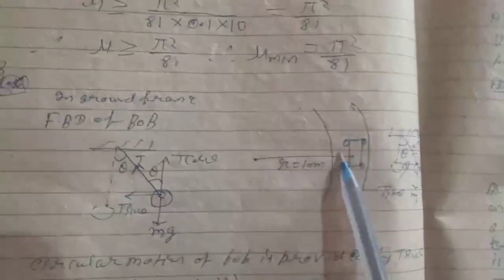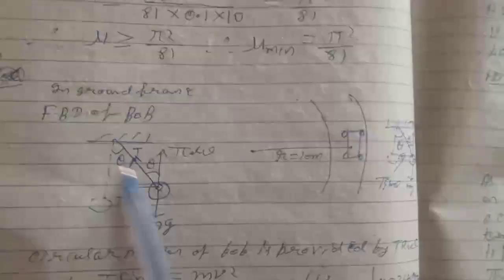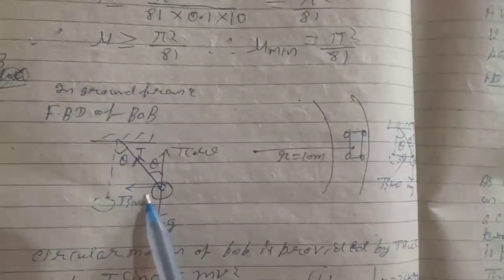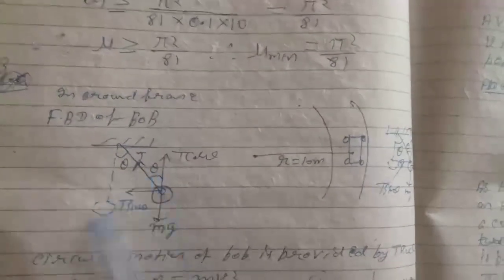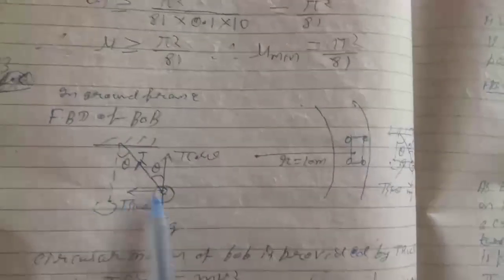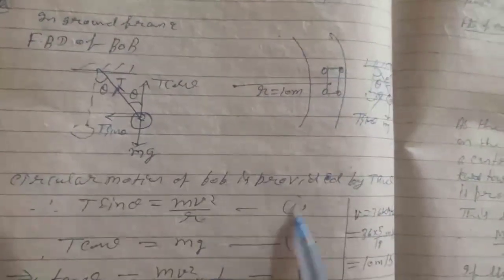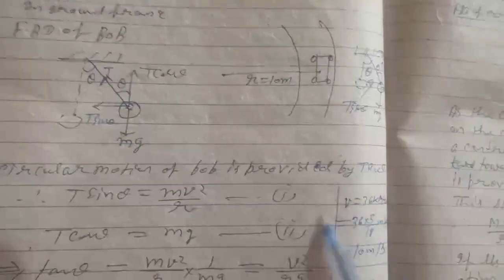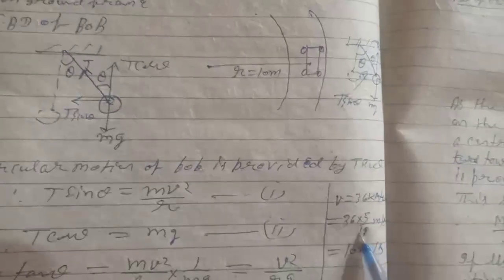In the ground frame, the FBD of the bob is as shown in the figure. This is theta, then this will be theta, and the tension in the string has a component t cos theta in this direction, t sin theta in this direction, and mg. Circular motion of the bob is provided by t sin theta, hence t sin theta equal to mv square by r. This is equation 1. Given speed v equal to 36 km per hour, or 36 into 5 by 18 meter per second, that is 10 meter per second.